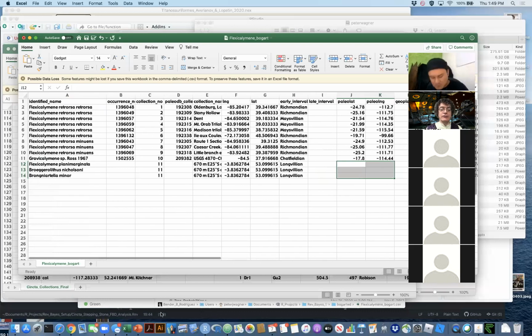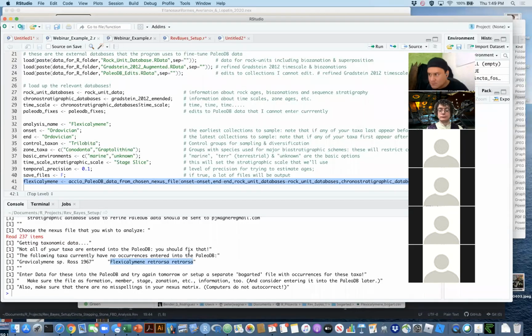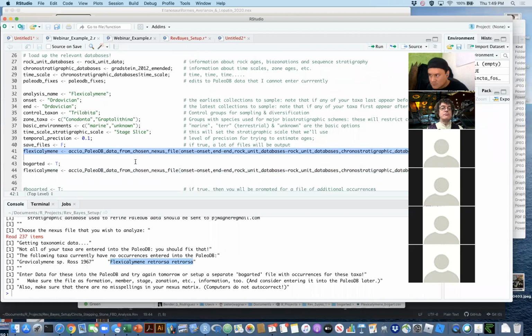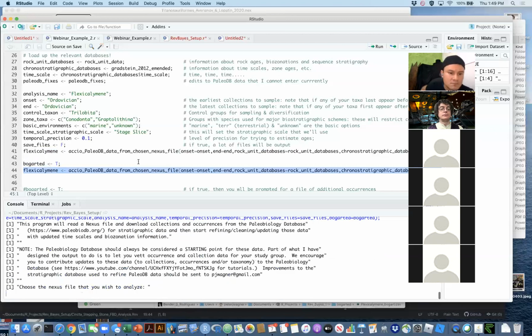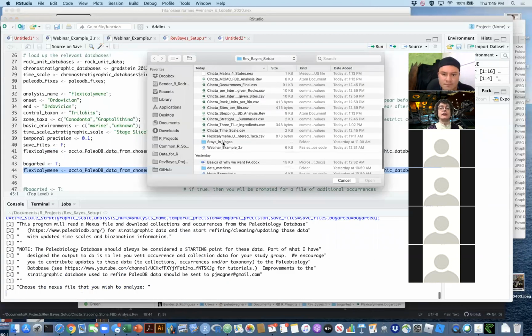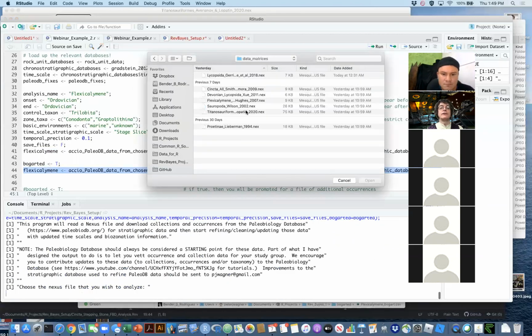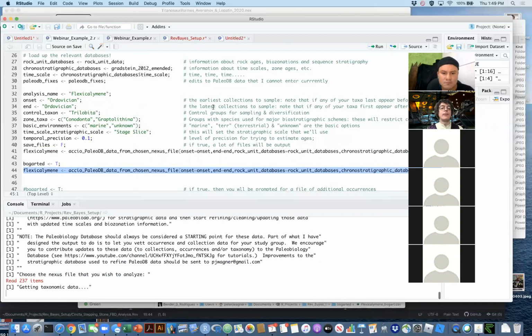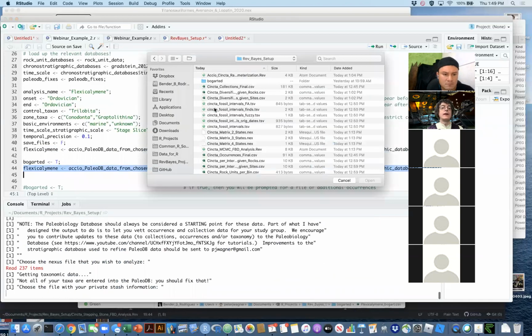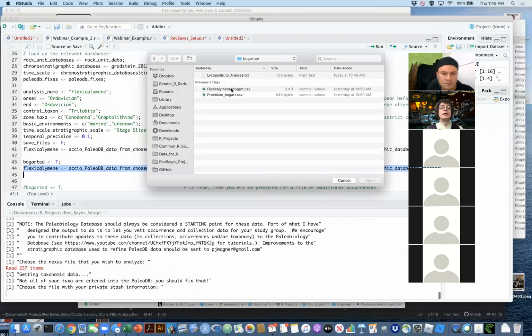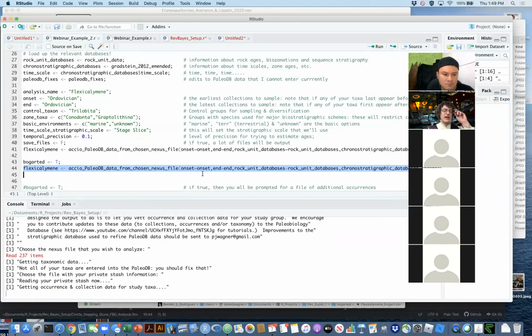But what we can now do is grab this, and I'm going to change this to bogarted equals true. Go grab this file again. Flexicalamines. Now adding my private stash. Now it's doing all the same stuff it did before. We now have occurrences for everything, for all of the taxa that are in there.